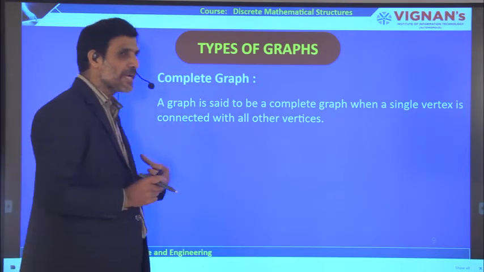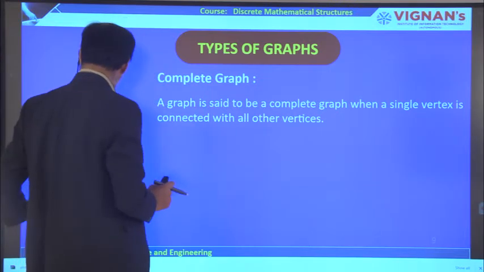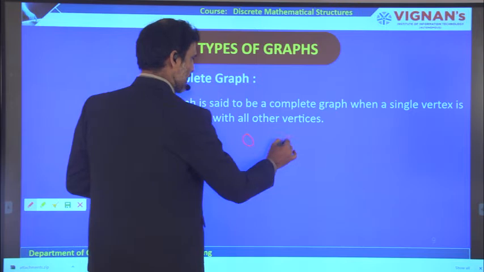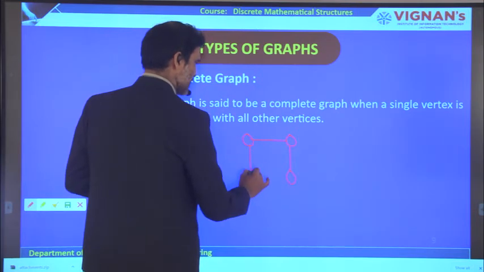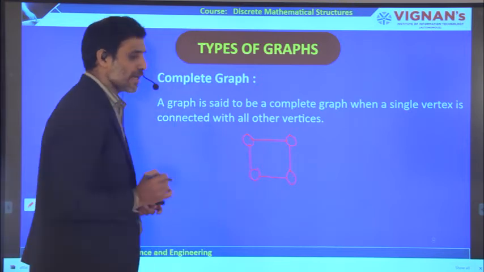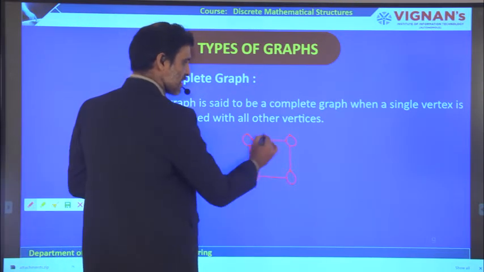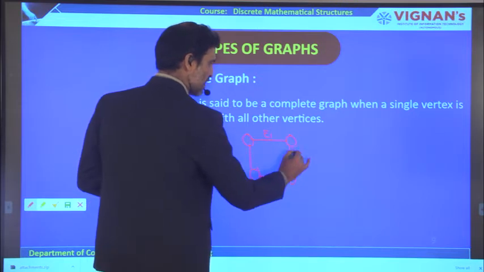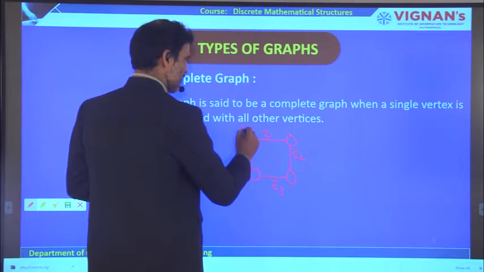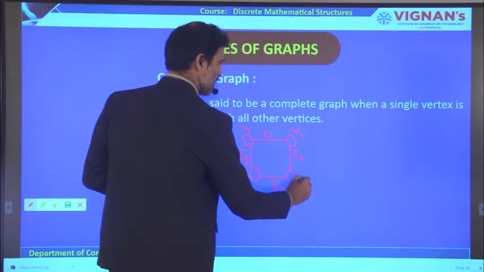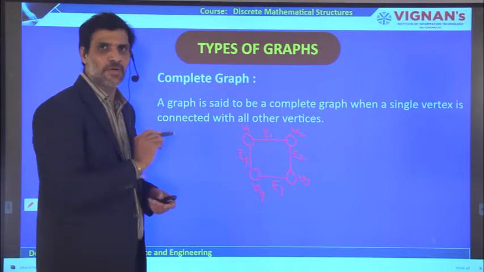But coming to the complete graph, what happens? Suppose a graph looks like this, with these 4 vertices. This is actually a connected graph. Why? Because between pairs of vertices there is an edge: E1, E2, E3 and E4, with vertices V1, V2, V3, V4. This is a connected graph. It is not a complete graph.